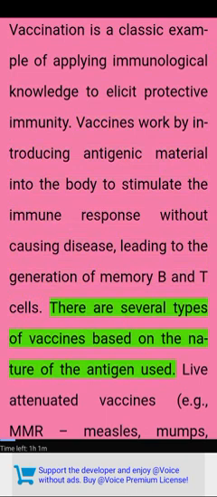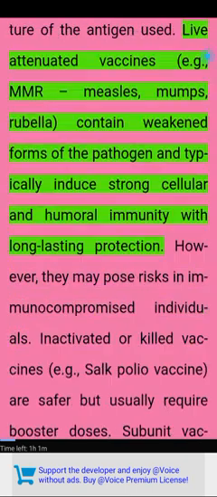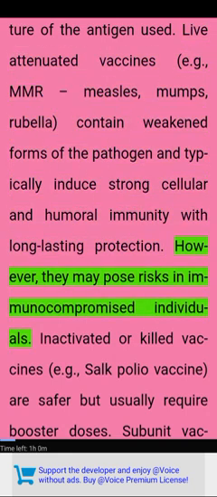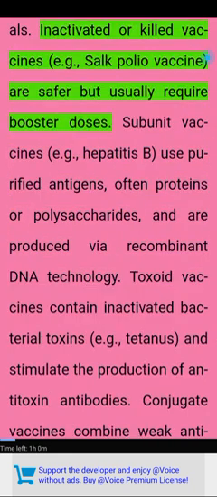There are several types of vaccines based on the nature of the antigen used. Live attenuated vaccines, e.g., MMR (measles, mumps, rubella), contain weakened forms of the pathogen and typically induce strong cellular and humoral immunity with long-lasting protection. However, they may pose risks in immunocompromised individuals. Inactivated or killed vaccines, e.g., Salk polio vaccine, are safer but usually require booster doses.